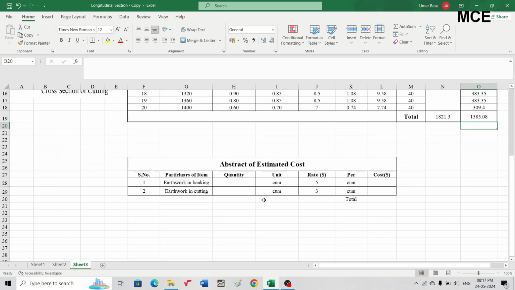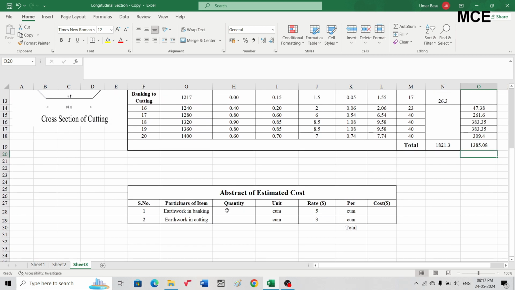Now for earthwork in banking, write equal sign and then select the total quantity, that is 1821.3 cubic meters, and let us assume the rate is $5 per cubic meter. So the cost for earthwork in banking will be 1821.3 multiplied by $5, which is equal to $9,106.325. And the quantity of earthwork in cutting is 1385.08 cubic meters, multiply it with the rate, which is $3.